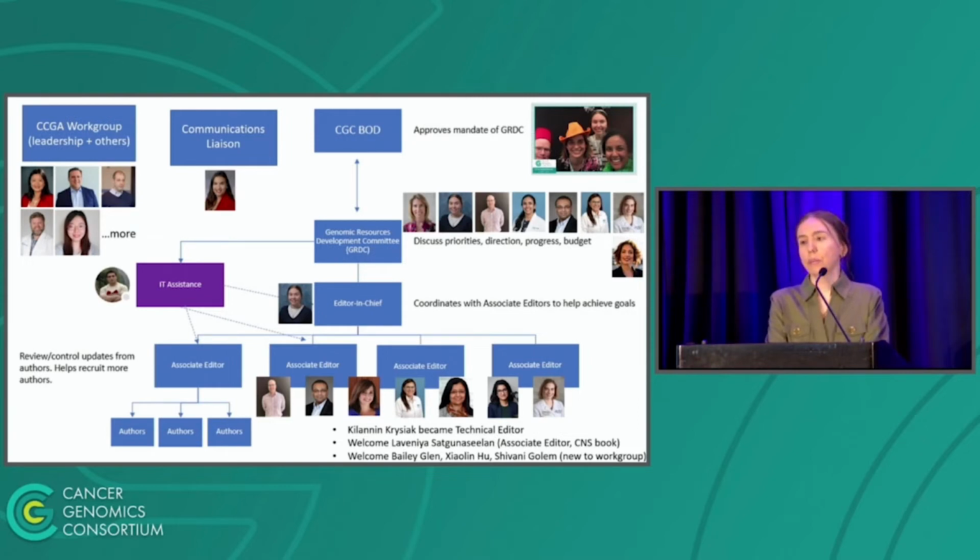So we've been starting with the heme lymph, and we're getting pretty far in that book now, but the idea is to cover all books in the series. So we're actually starting content in CNS as well as in solid tumors, and we've started discussions with the CGC breast work group to in the future also have breast content put in. And I'd also like to welcome Bailey, Lynn, and Shivani, new to the work group.